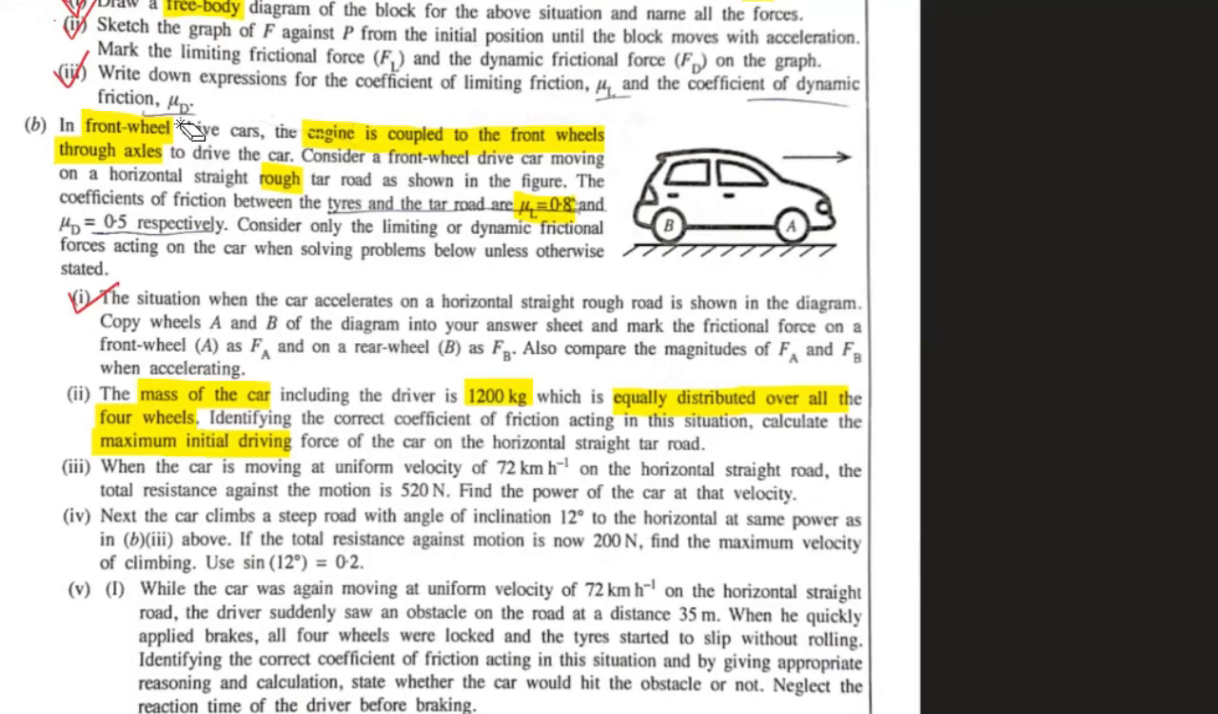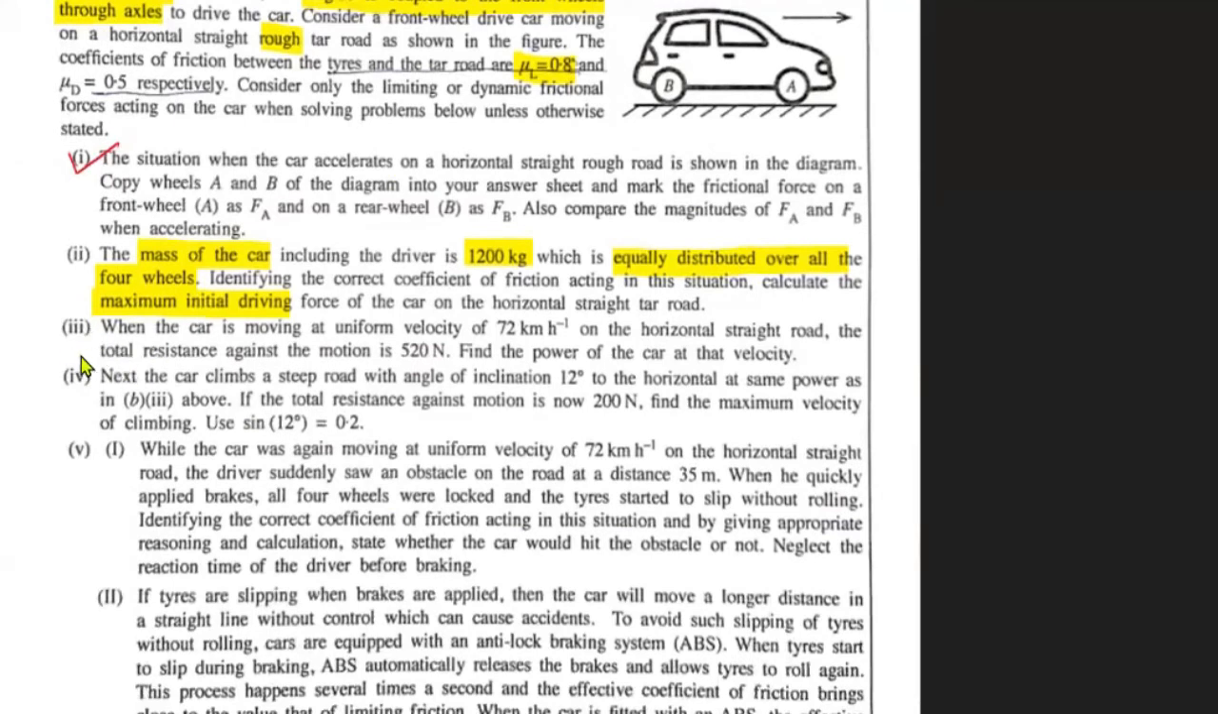We need to discuss the third problem, right? So it says, when a car is moving with a uniform velocity, this is important, right? Uniform velocity on a horizontal road, the total resistance against the motion is 520. What we need to find is the power at that velocity. What velocity? At 72 kilometers per hour, right?